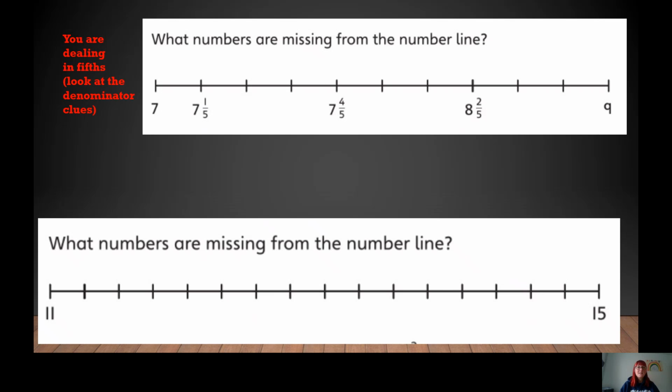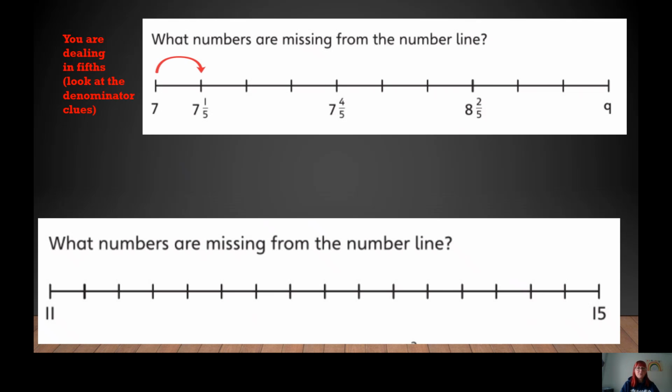Okay, so before you paused, the question was, what numbers are missing from the number line? And I've given you a clue in red because you are dealing in fifths here. So of course, each interval is going to represent a fifth. You've been given some information already. So you need to work out these missing intervals. What numbers would they be? Okay, what's missing? So let's have a look.